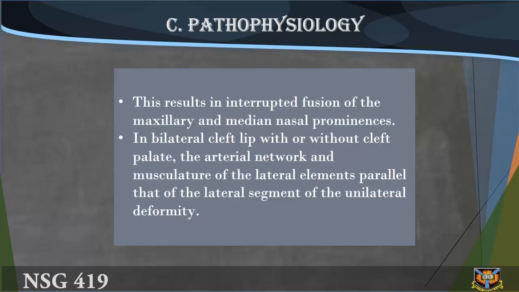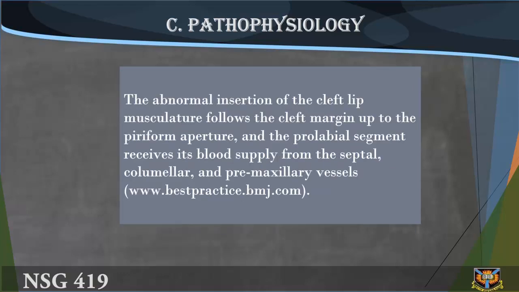In bilateral cleft lip, with or without cleft palate, the arterial network and musculature of the lateral element parallel that of the lateral segment of the unilateral deformity. The abnormal insertion of the cleft lip musculature follows the cleft margin up to the piriform aperture, and the prolabial segment receives its blood supply from the septal, columellar and premaxillary vessels.